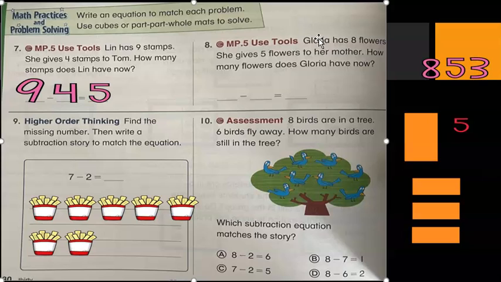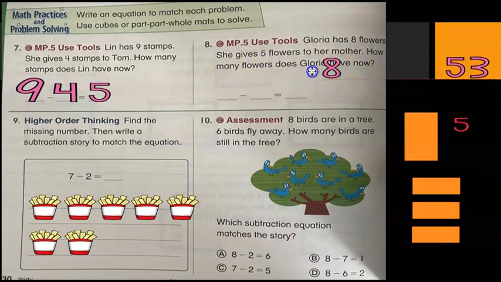Keep watching, okay? It says, Gloria has 8 flowers. She gives 5 flowers to her mother. How many flowers does Gloria have now? Now, first graders, let's read up here again. Gloria has 8 flowers. How many flowers does she have now? 8. So we gotta put 8 up here. Let me, Mr. Begay, put 8 here. Now, we have 8 there, first graders.